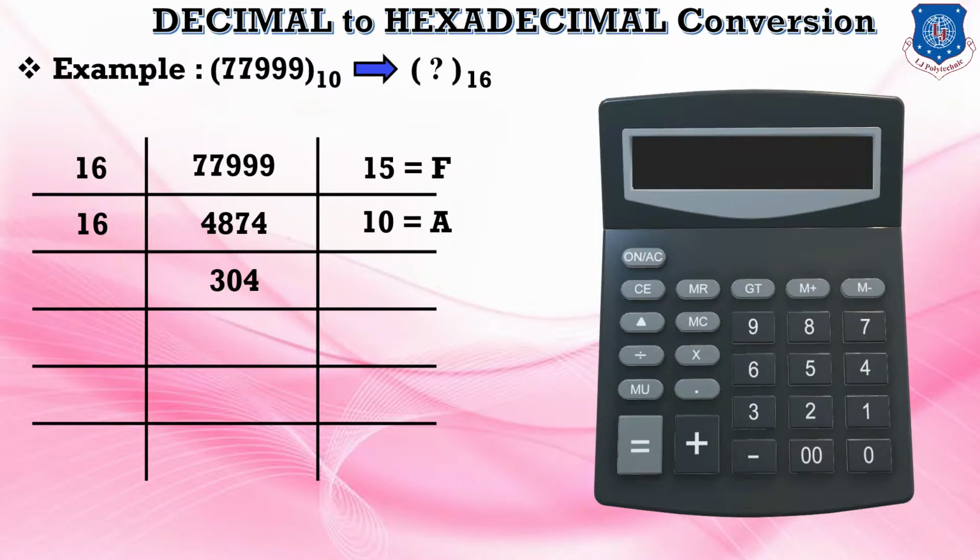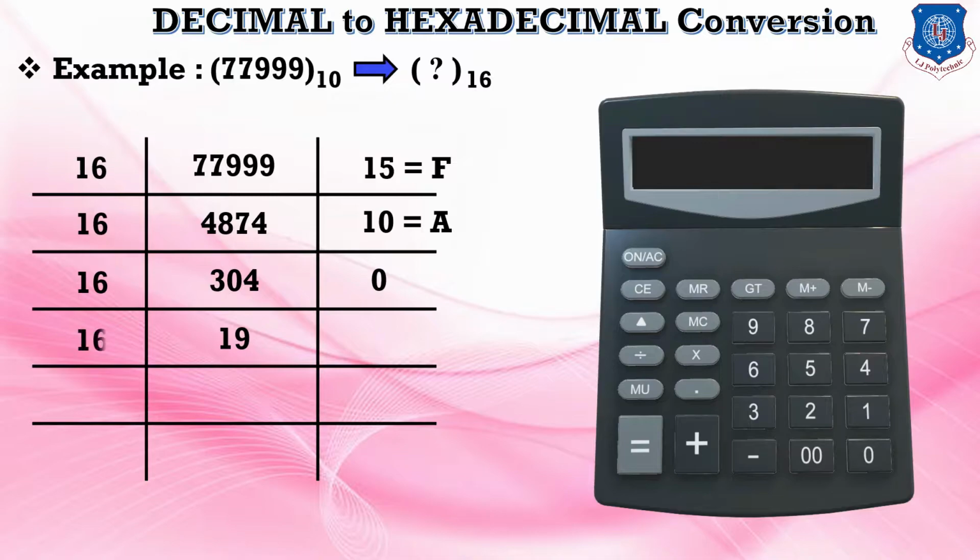Now for the next step, this 304 is divided by 16, then we'll get the answer 19. Here 19 becomes the quotient, but there is no fractional value, so we consider 0.0 as the fractional value. Now this 0.0 is multiplied with 16, and we know that anything multiplied with 0 gives 0. This 0 becomes the remainder over here.